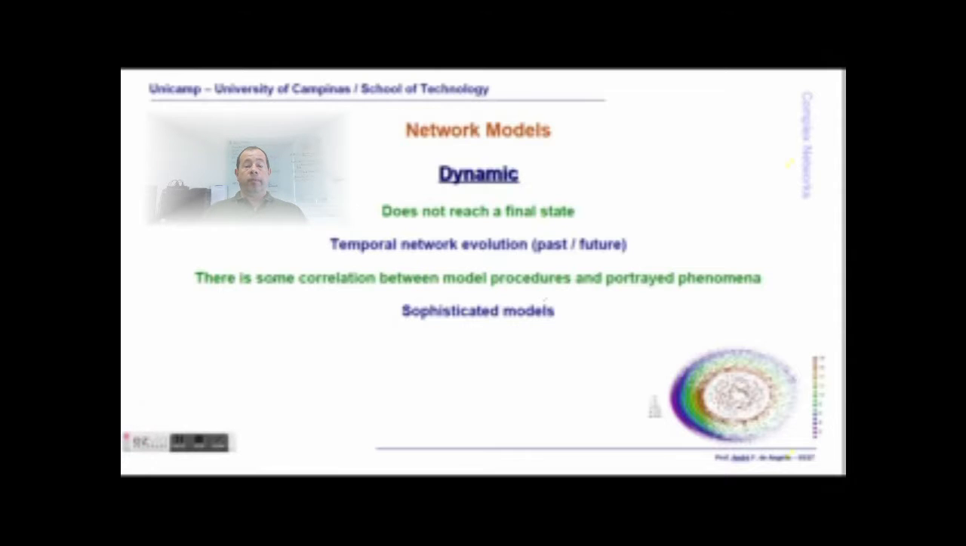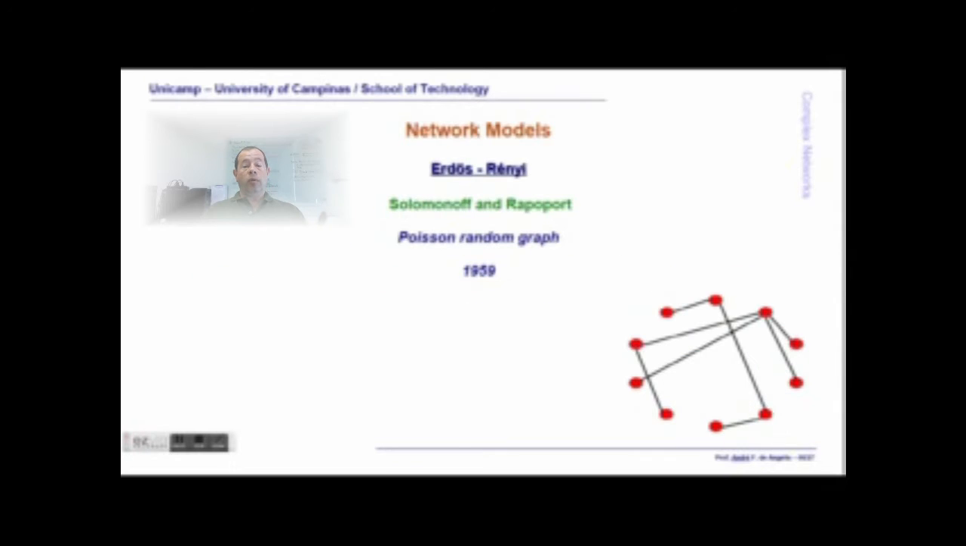Well, in summary, static models are recipes to a final product, a final network that will not change when it is done. And dynamic models are sophisticated models that grow the network along the time. Okay? One of the first network models was given by Erdős and Rényi.